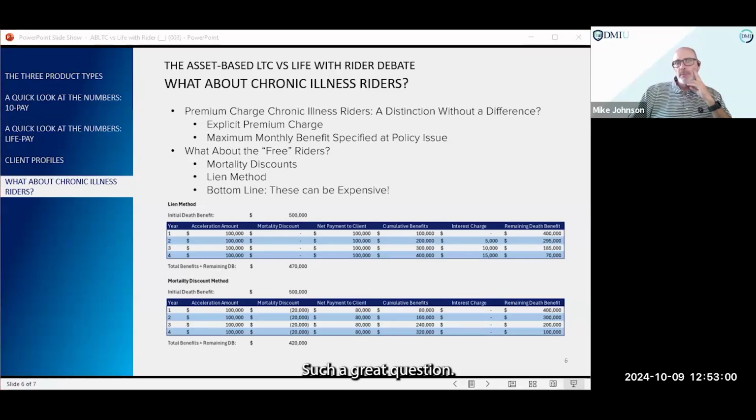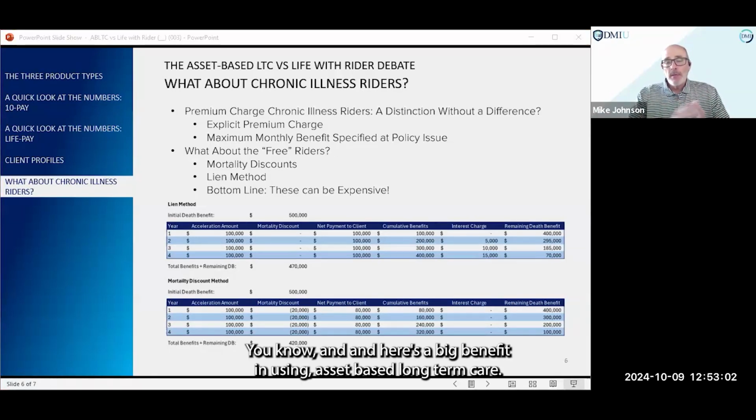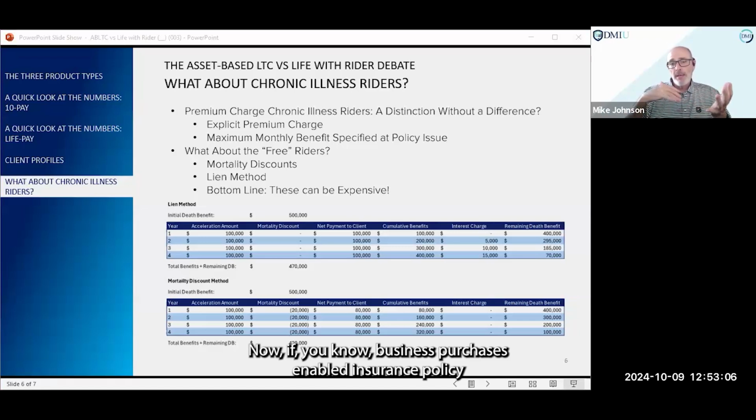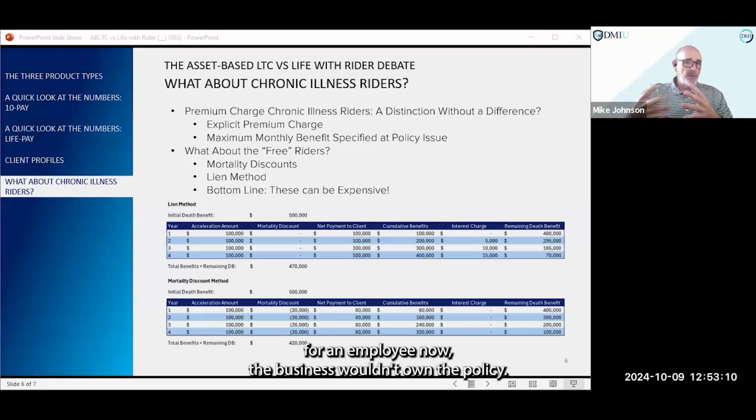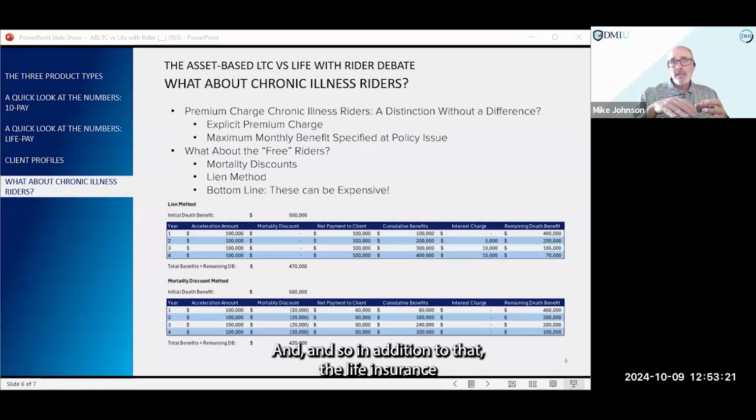Such a great question. Yeah, and here's a big benefit in using asset-based long-term care. Now, if a business purchases an ABLTC insurance policy for an employee, the business wouldn't own the policy; they're just paying for it. The business can deduct 100% of those premiums, whereas life insurance premiums can be deducted by the business as compensation that's paid to the employee.